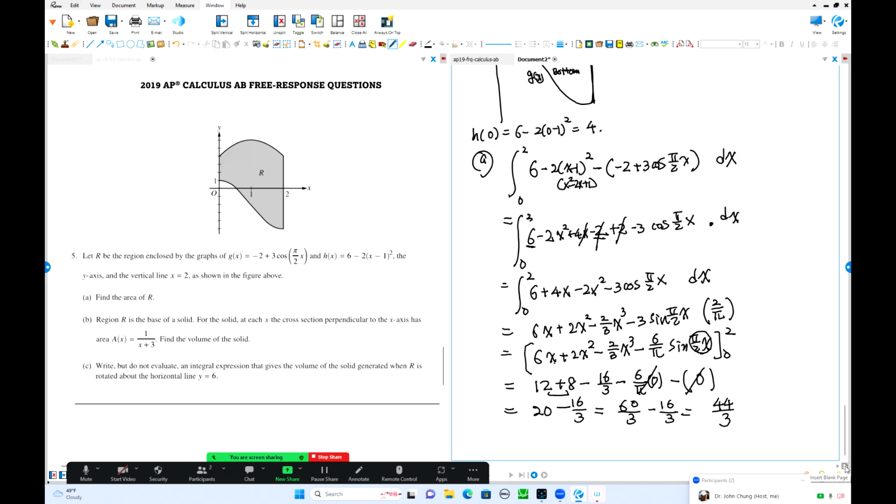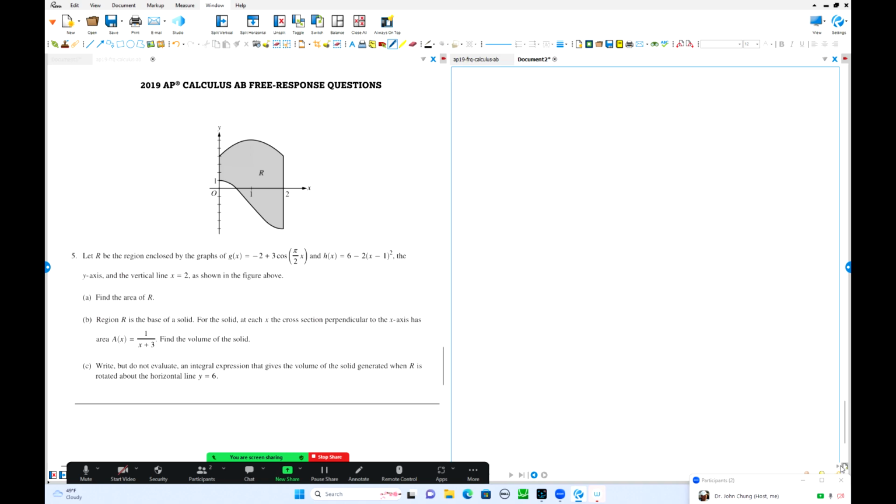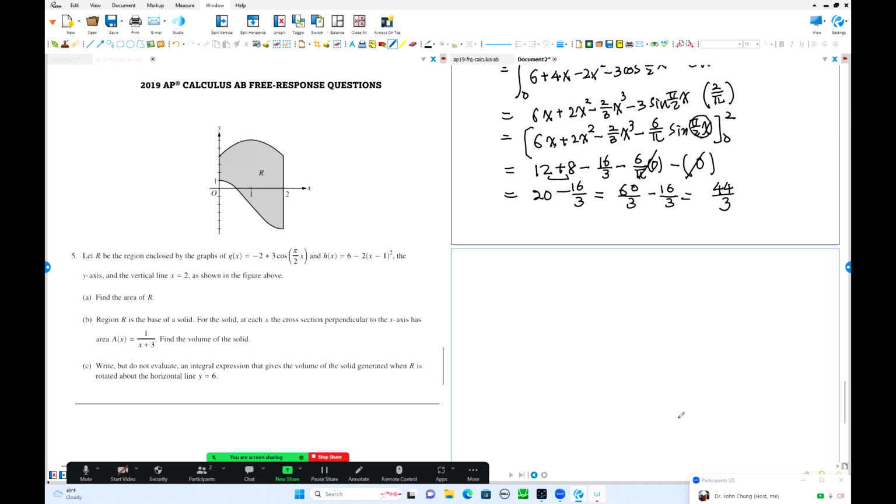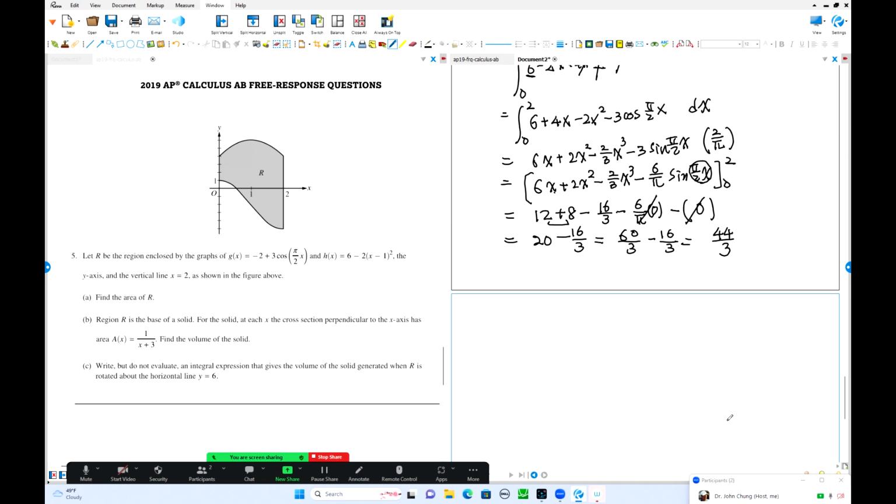That's the area. A little more work, all right? Because many terms are there, right? You take many antiderivatives. Just give me 1 minute, okay?